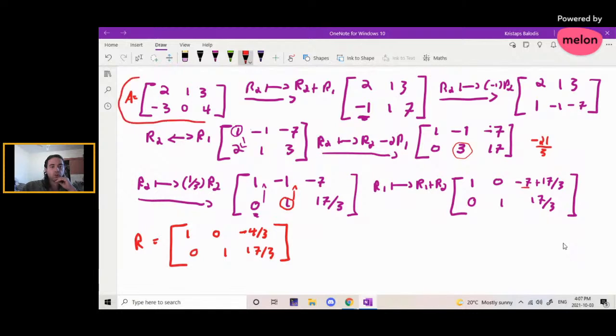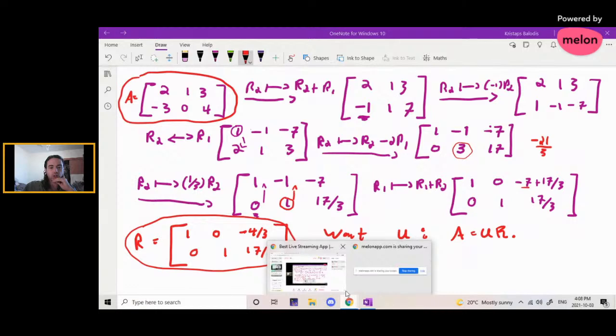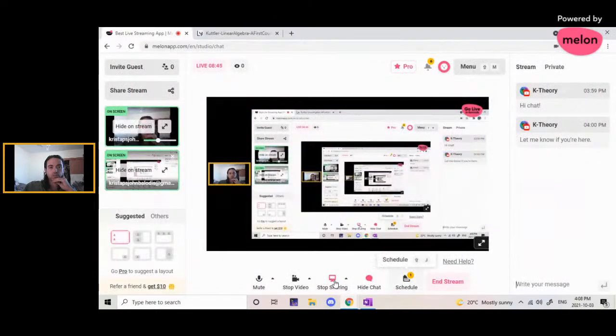So we have our matrix A from the setup of this problem. We have our reduced row echelon form matrix R. And now we would like to find some matrix U such that A is equal to U times R. And so there's a lot of row operations here that we have to go through.